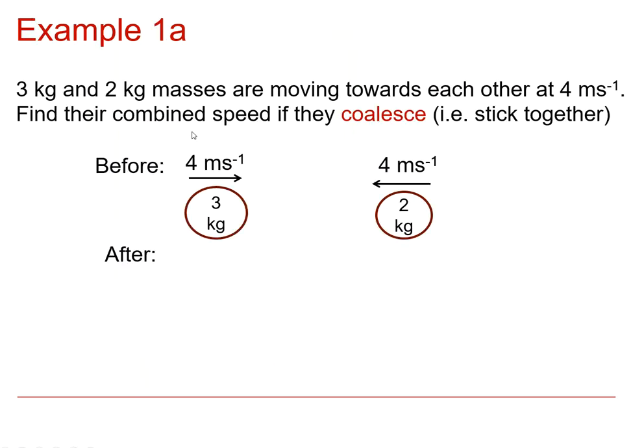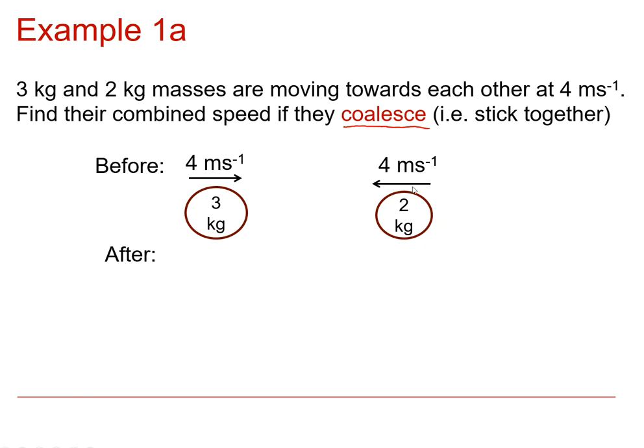So in this first example, what we have is two particles. They've got different masses. They've got the same speed, but that speed is in different directions. So they're moving towards each other, each at the speed of 4 meters per second. And what happens in this example is that they're going to coalesce. That means that they're not going to bounce off each other. They're going to stick together and just form one particle. So imagine that these things are maybe coated in some kind of sticky coating. That means that when they collide, they just form one thing.